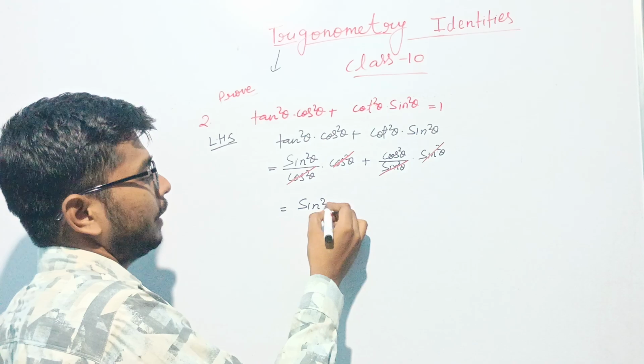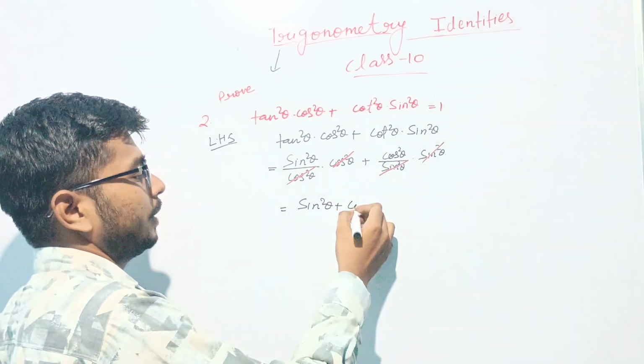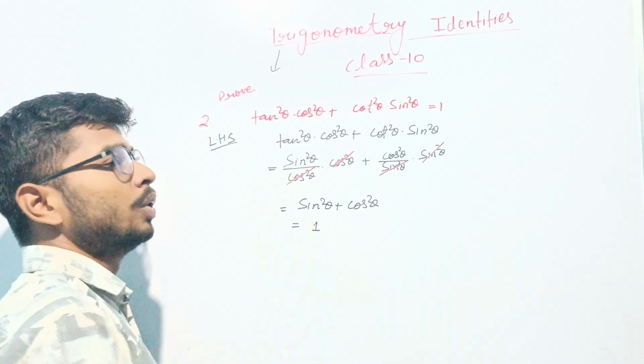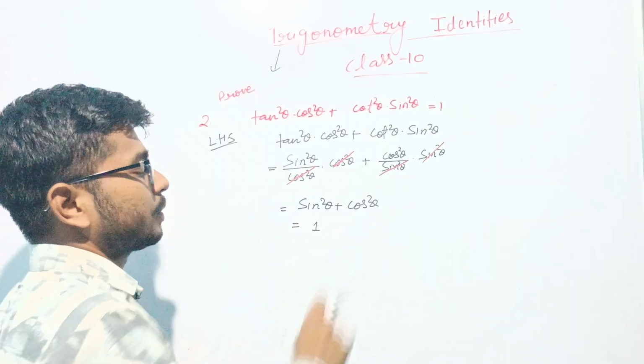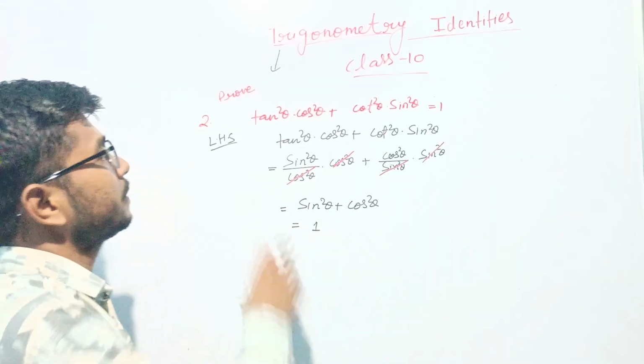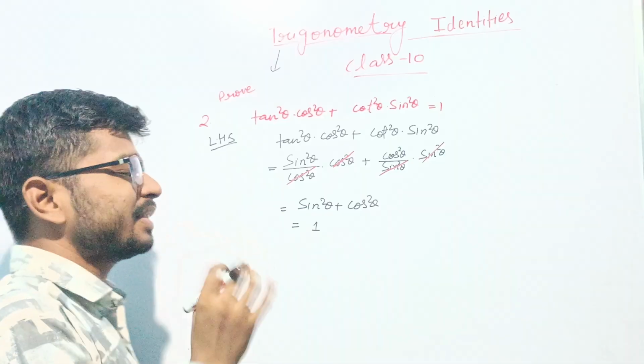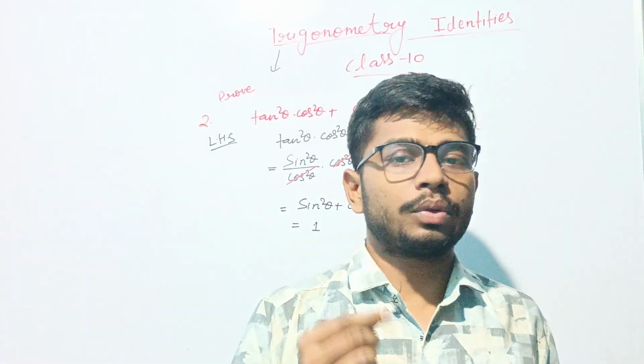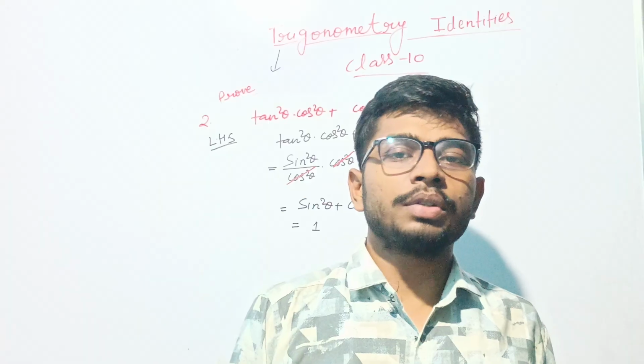Finally we will get sin square theta plus cos square theta, and sin square theta plus cos square theta is equal to 1. So this was our second question. These are very basic, simple questions. Let's do one or two more questions, and then we will do some other questions.